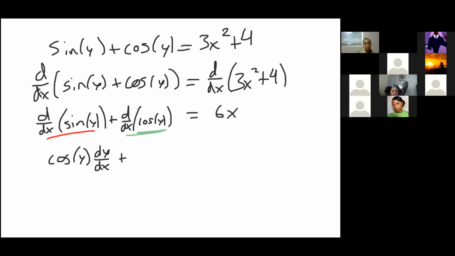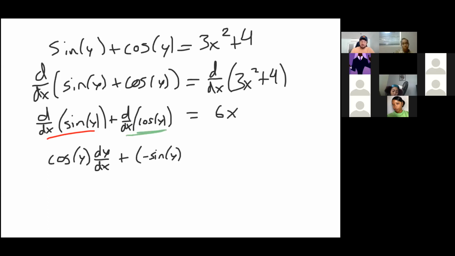I'm going to add to it. Well, I take the derivative of the outer function, the derivative of cosine, which is negative sine. I plug back in what was inside, and then I multiply by the derivative of the inside. Again, the derivative of the inside is the derivative of y, so it's just dy over dx. It's an unknown, something we're going to solve for.